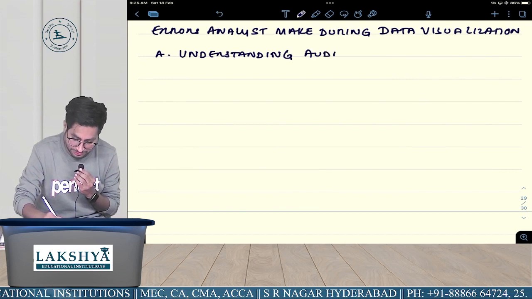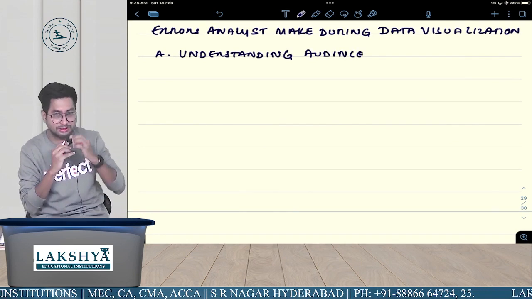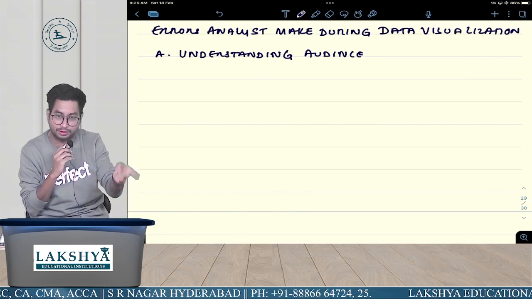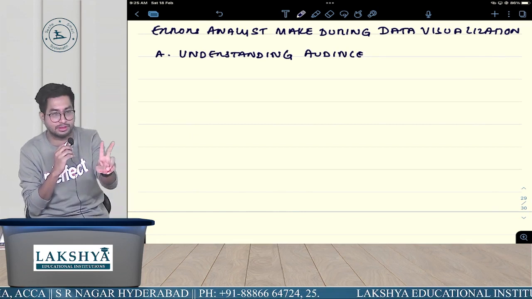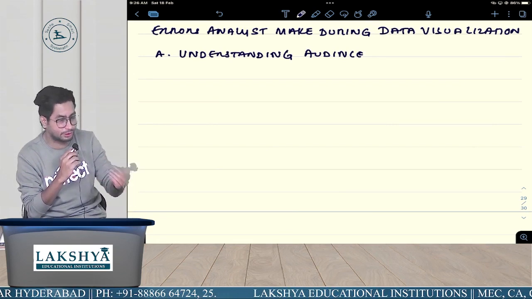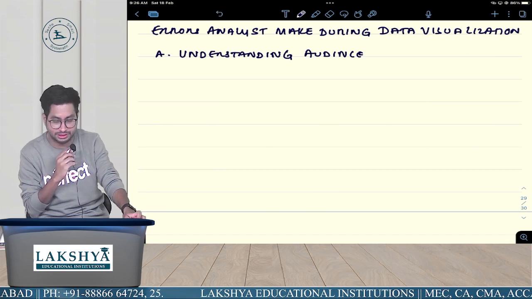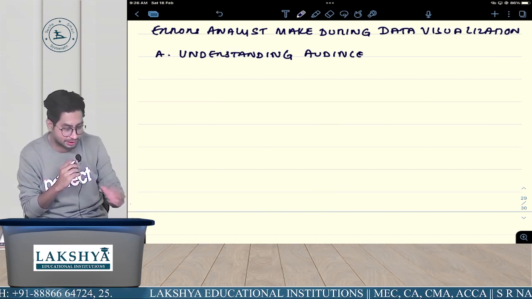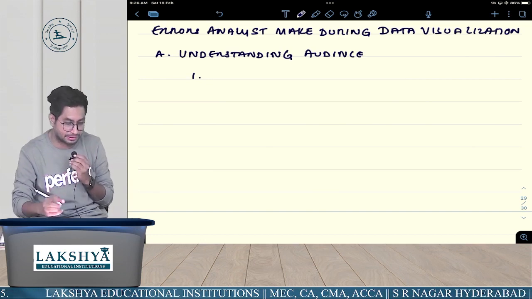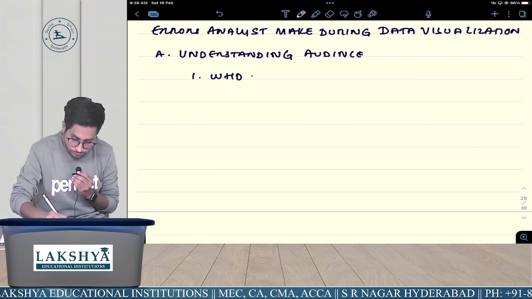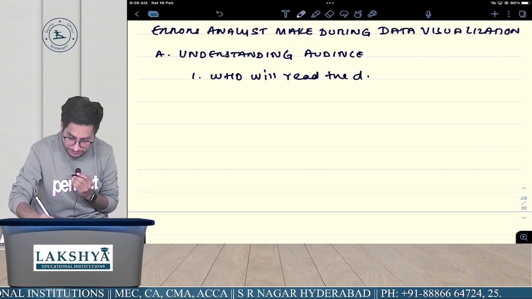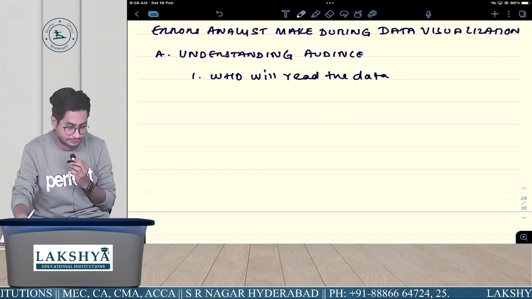Understanding audience. Clear? Now coming back to the concept, very important one for 2 marks. This individual point is important for 2 marks. Clear? Error number 1, problem number 1, what we do while preparing a report is understanding the audience. Sir, in understanding the audience, there are 4 things you have to keep in mind. Number 1, who will read the data? Clear? Who will read the data?